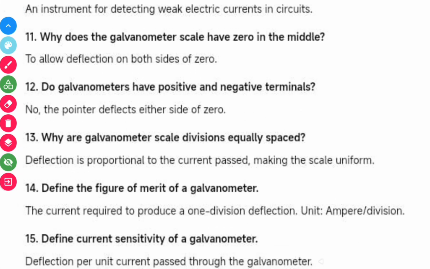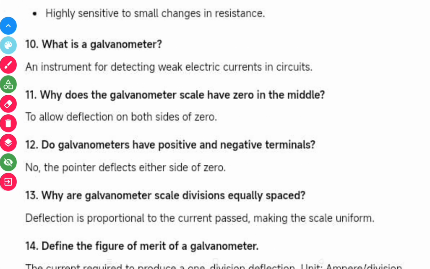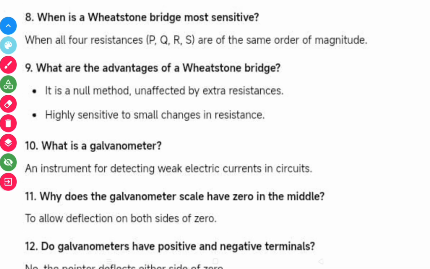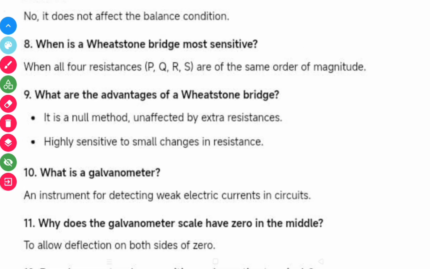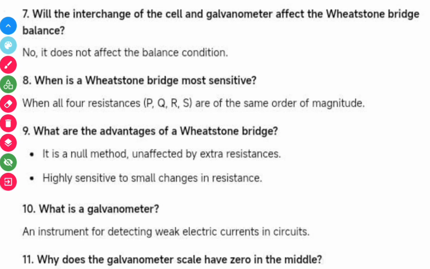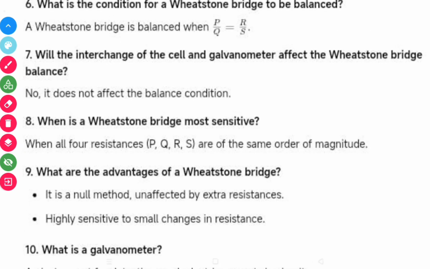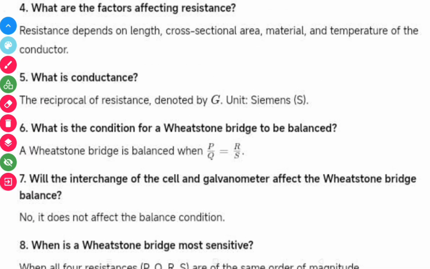Deflection is proportional to the current passed, making the scale uniform. Why does the galvanometer scale have zero in the middle? To allow deflection on both sides of zero. What is a galvanometer? An instrument used to detect and measure small electric currents. Why is the Wheatstone bridge most sensitive? When all four resistors are of the same order of magnitude. Will the interchange of the cell and galvanometer affect the Wheatstone bridge balance? No, it does not affect the balance condition. A Wheatstone bridge is balanced when P by Q is equal to R by S. What is conductance? The reciprocal of resistance.